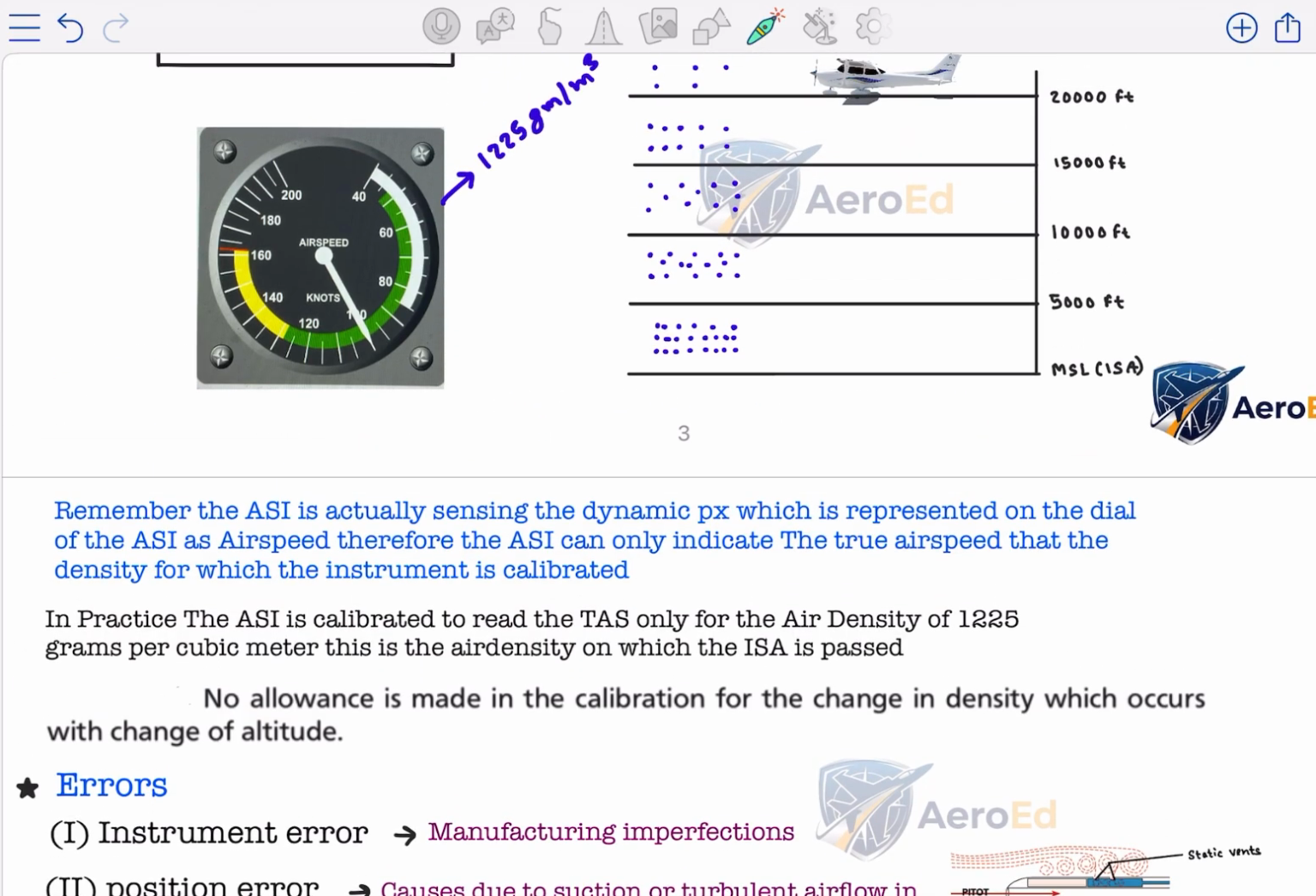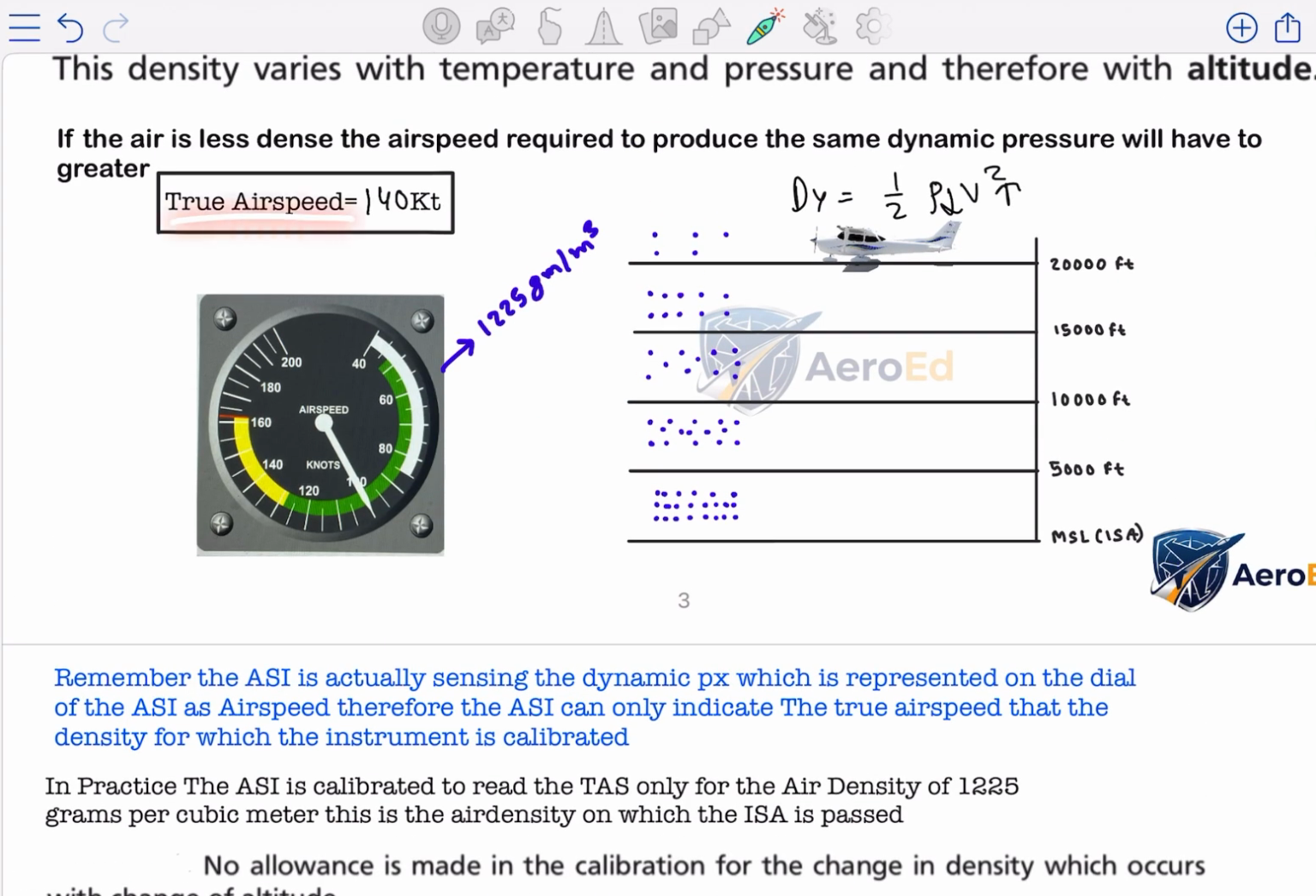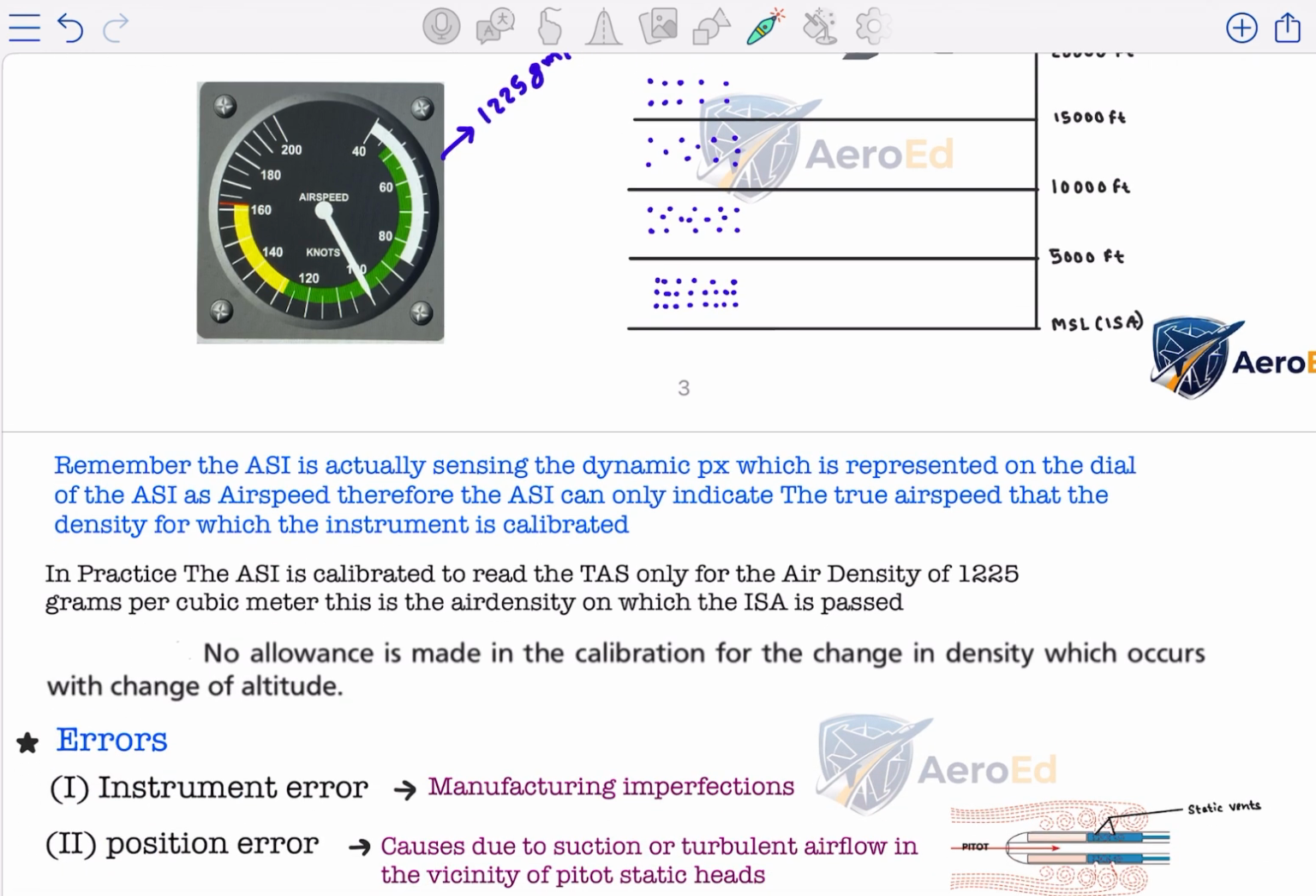So what this statement is saying is that the needle of the ASI, we already know that the dynamic pressure is actually indicating the airspeed, and thus the needle is showing the dynamic pressure, right? So the dynamic pressure is equal to the true airspeed of the aircraft only at the density for which the ASI, or the airspeed indicator, is calibrated. No allowance is made in the calibration for the change in density which occurs with change of altitude.